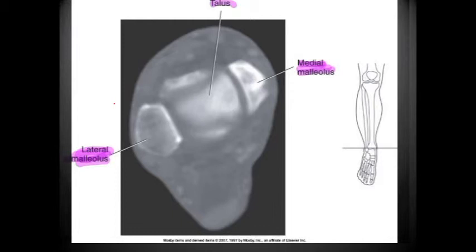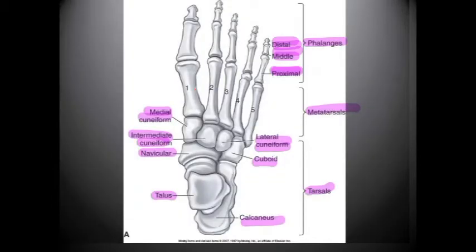So here we have a slice going almost into the foot. As we can see here, we're entering the ankle joint. So we see the talocrural joint here with the medial malleolus and the lateral malleolus. The talus is in the middle, and so this is all the talocrural joint.